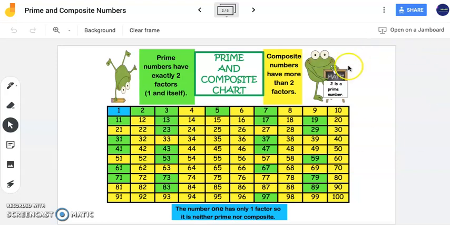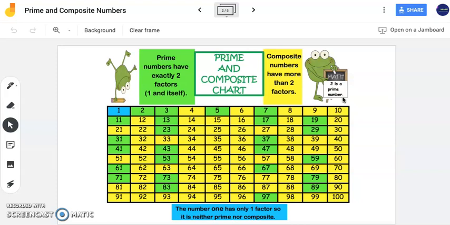Now, I want you to take a look at this frog here. And this frog says 2 is a prime number. Now, 2 is my lucky number for several reasons. First reason, my birthday happens to be July 2nd. I do love Derek Jeter, and his number was 2. And the third most important reason is that 2 is the only even prime number.